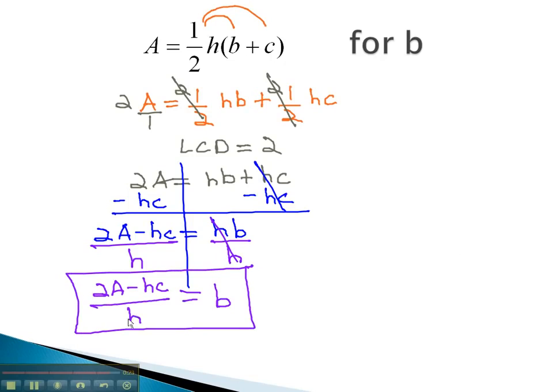Again, it is important to remember we cannot divide out the h's in the numerator and denominator because of the subtraction in the problem. We are not allowed to reduce if there is any adding or subtracting in the fraction. Multiplying by the least common denominator can still clear fractions.